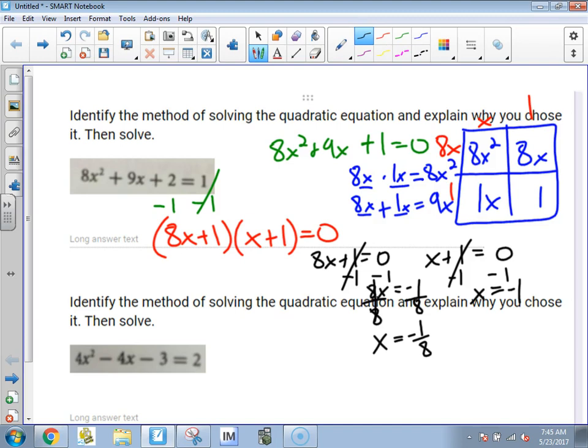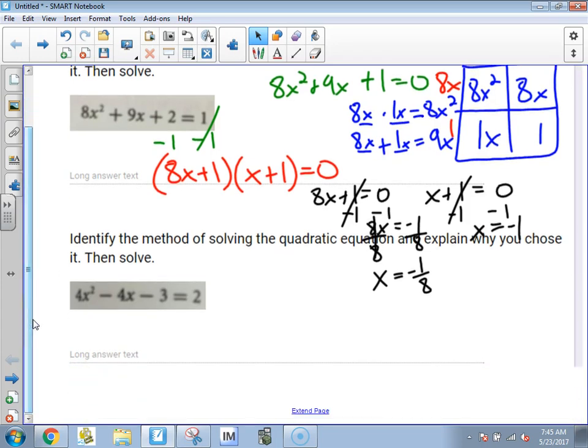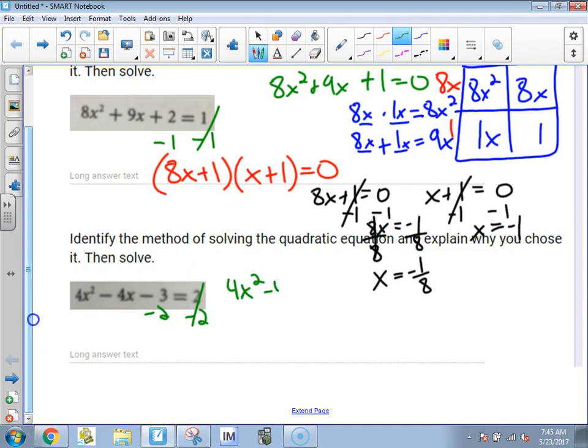For the next one, what we're going to do first is check to see that it's factorable. If it's factorable, we'll go down that route. I'm going to subtract 2 to both sides to get equal 0. This is going to give me 4x squared minus 4x minus 5 equals 0.